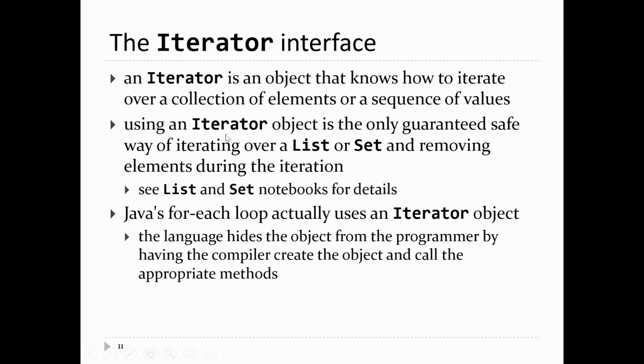Iterators are important. Number one, they let people write for each loops, which is nice. For each element in our list, do something with the element. But iterators are also important because they're the only way that you can safely iterate over a collection and remove something from that collection while you're iterating over it. If you've read the list and set notebooks, you've seen an example of how to do this.